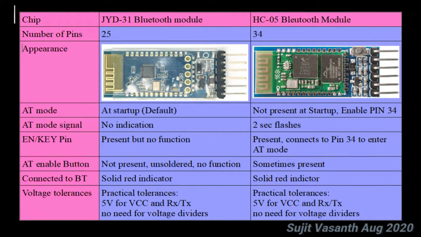So here's a table showing the differences between the JDY31 and the HC-05 Bluetooth modules. As you can see on the left, the antenna is half the size of the HC-05 module. Also, when you turn the device on, the JDY31 is automatically in AT mode, accepting AT commands, whereas the HC-05 needs to be triggered by the enable pin 34 or the use of the button in the top right of the device. Also, once AT mode is initiated, there is no external sign on the JDY31, whereas you get a 2-second slow flash on the HC-05.